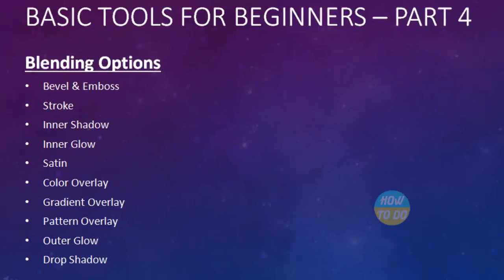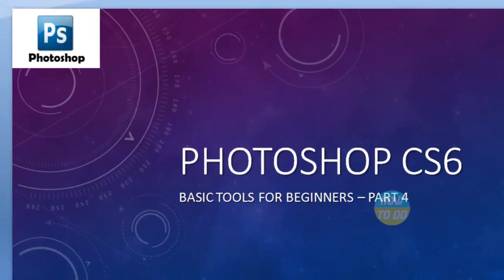Now let's understand the topics that we're gonna cover in this particular video. Today we're gonna cover the blending options. In blending options, we would be covering the bevel and emboss, stroke, inner shadow, inner glow, satin, overlay, gradient overlay, pattern overlay, outer glow and drop shadow. So now let's quickly go into Photoshop and understand these techniques and how to use these tools.